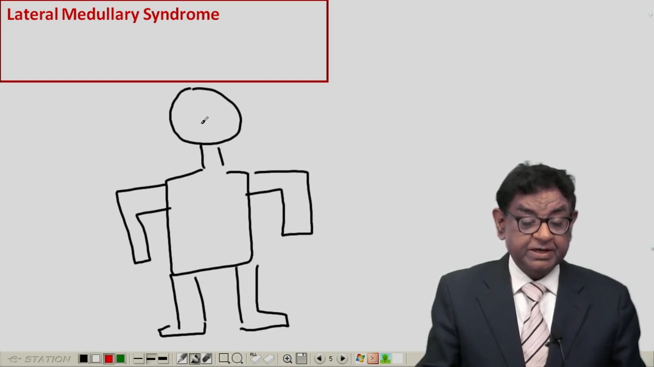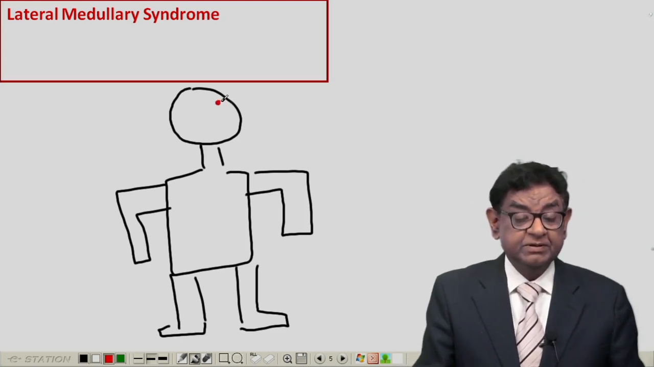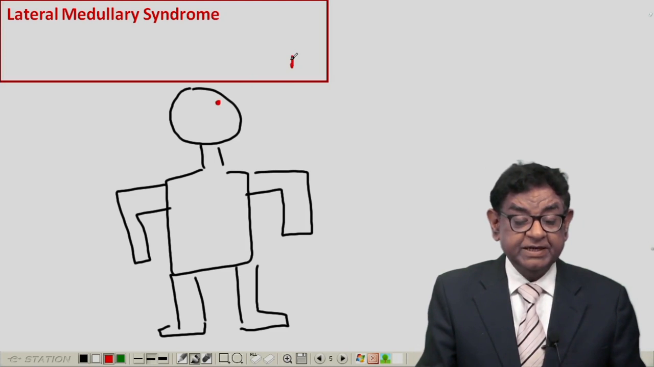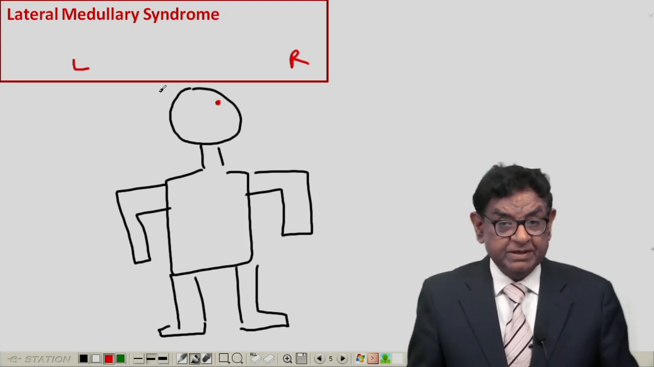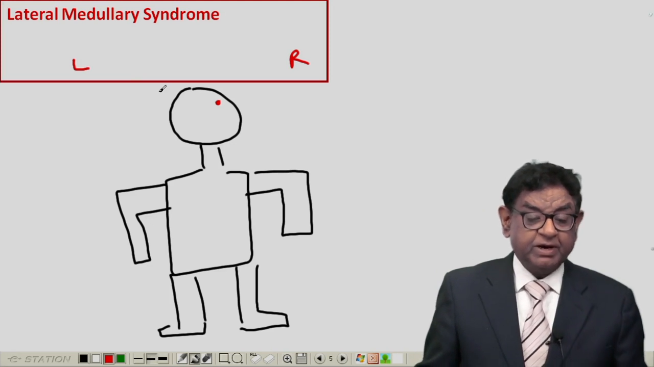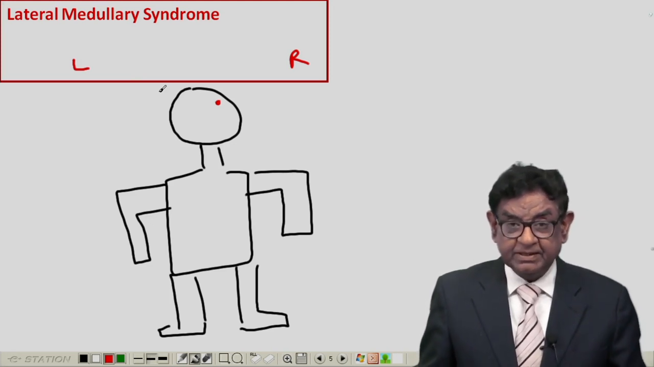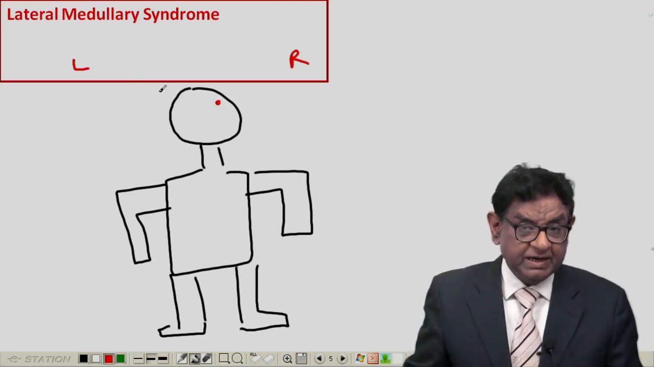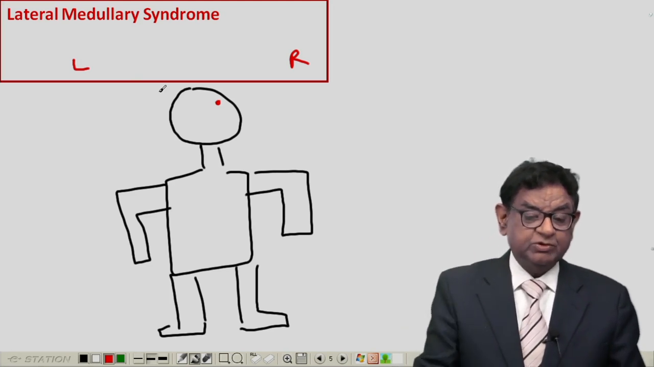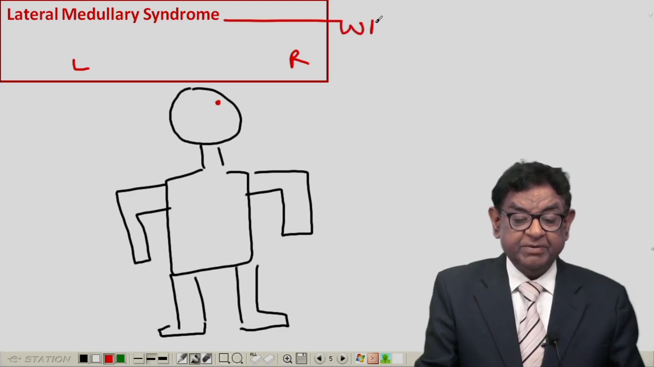Sorry, I am not a very good artist. Well, this is the right side, and this is the left side. And remember, in this case, we are talking about right lateral medullary syndrome. What I discussed was that lateral medullary syndrome is also known as Wallenberg syndrome.